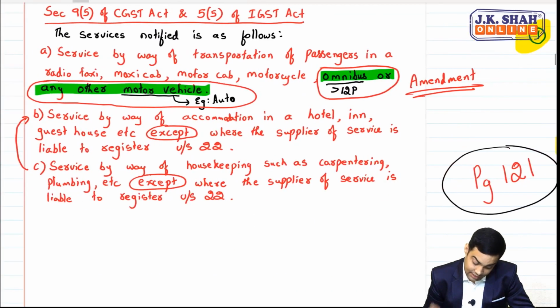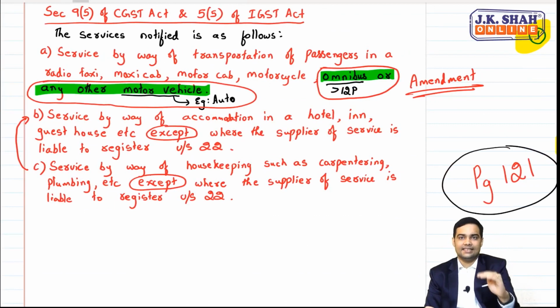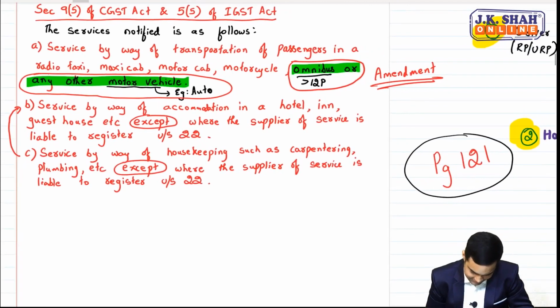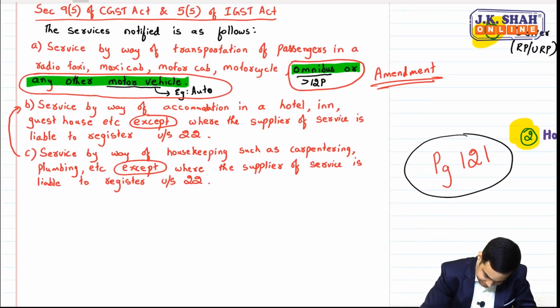Okay. A, B, C. A, there has been a change. B, no change. C, no change. D was not there earlier. D has been added. This is the new entry which has been added. Very important for your exams. Mark it as very important.